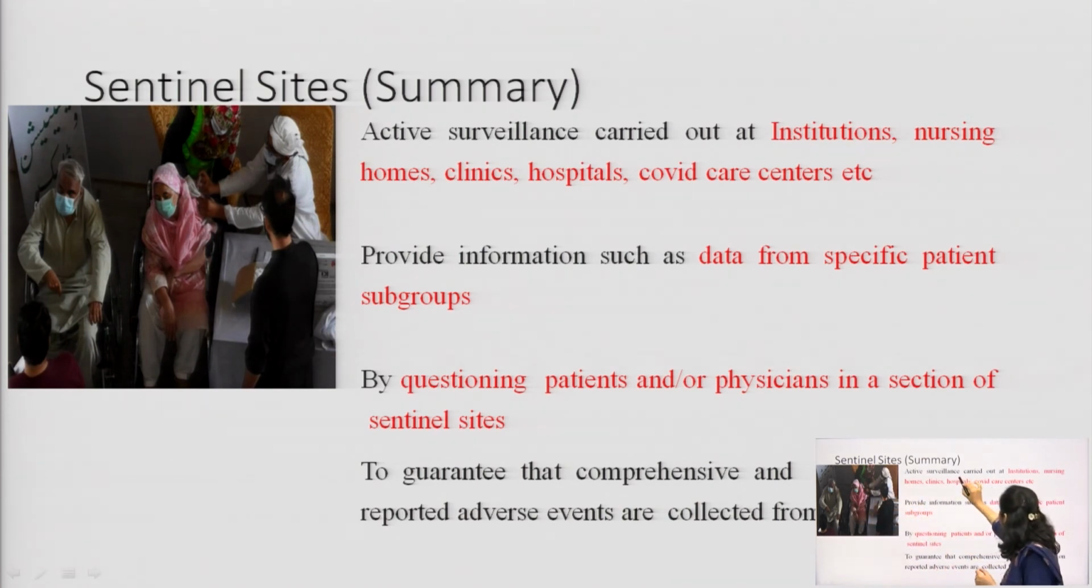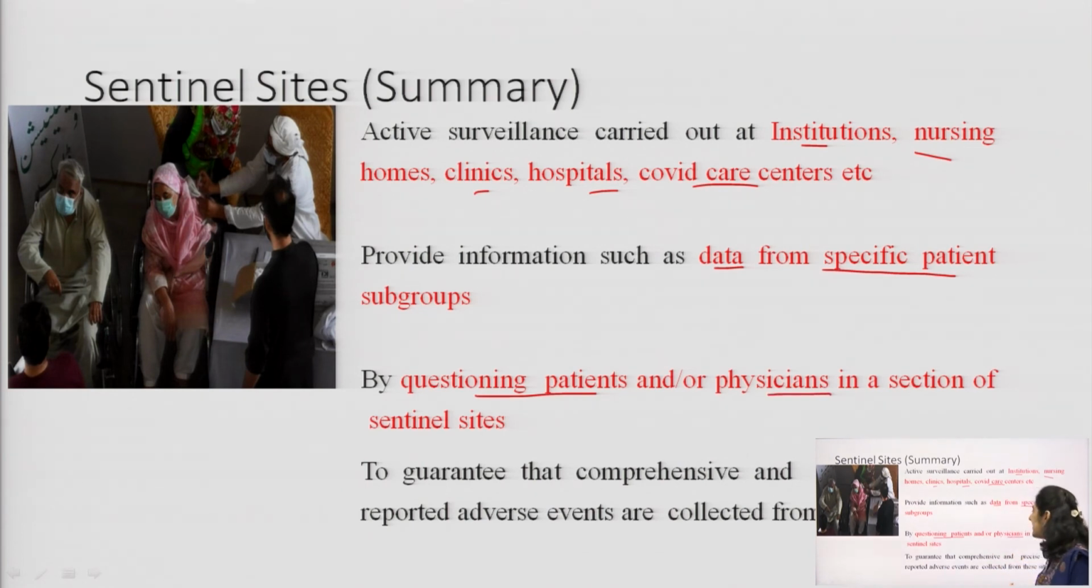So, let us have a summary. Active surveillance is carried out in institutions, nursing homes, clinics, hospitals, COVID care centers. So, they form a sentinel site. So, what can we get from there? Information through questionnaire. They provide information such as data from specific patient subgroups. So we can get information from different subgroups, from different age groups. By questioning patients and physicians, this will guarantee that we can collect comprehensive and precise data from these sites.